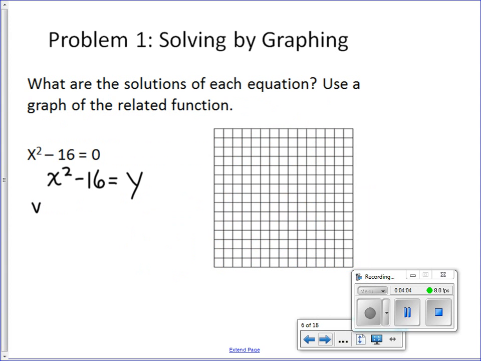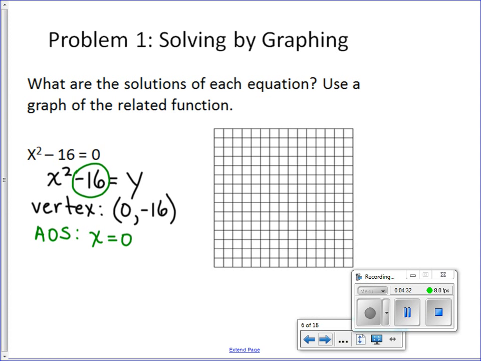Our vertex of this graph is going to be at 0, negative 16. This goes back to lesson 9-1. The negative 16 we can see in the function. And because there is not a bx term, our axis of symmetry is at x equals 0, which is the y-axis.